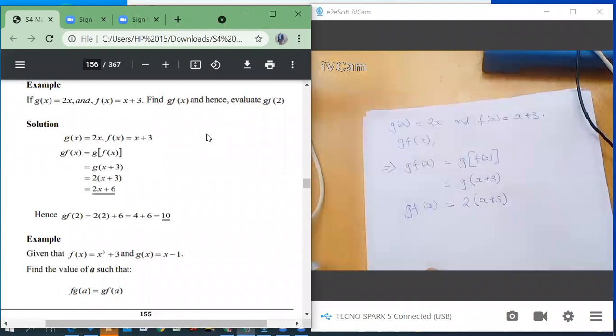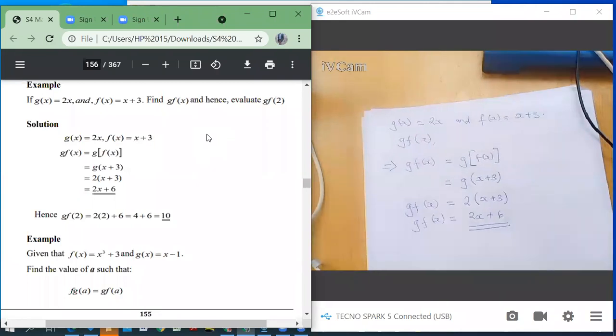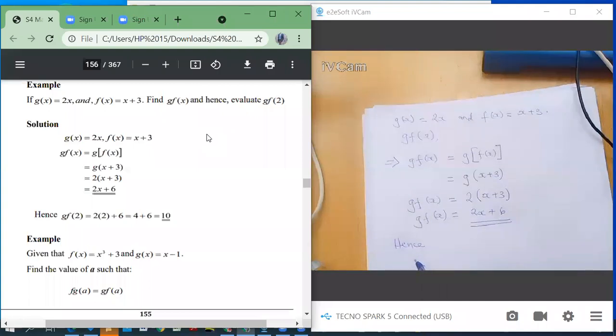Members, is it okay? Yes, teacher. When you open that bracket, what do you get? We get 2x plus 6, right? So that was the first part of the question. Then there's the next part of it, where they want us to evaluate. To evaluate is to get a definite value. That's what the word evaluate means.